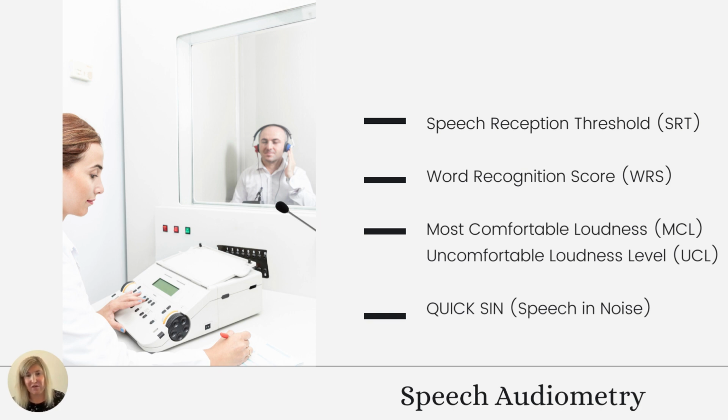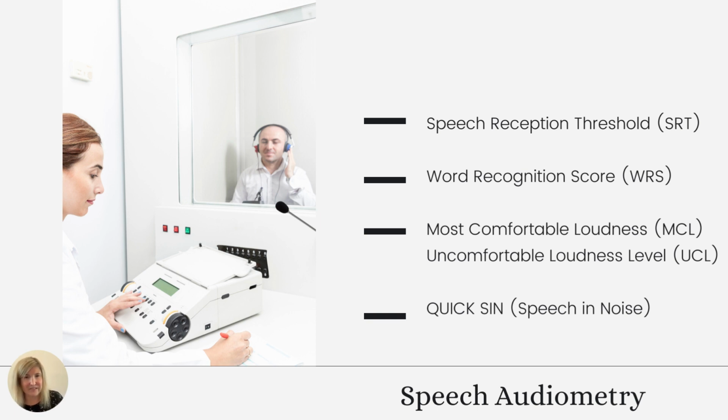If you compare the SRT to the pure tone average, or PTA, of each ear, the pure tone average is taking the average of the threshold at 500, 1000, and 2000 hertz. The PTA and the SRT should be fairly close, and we also use this to assess the reliability of the assessment.